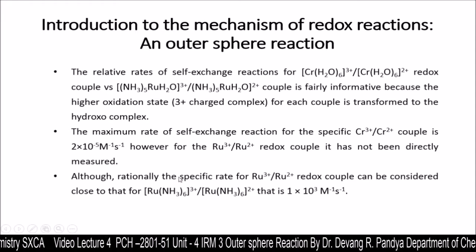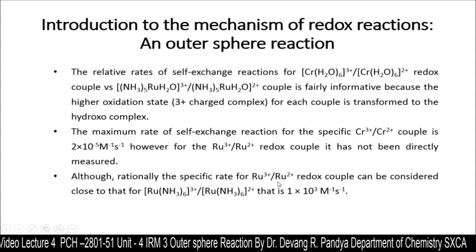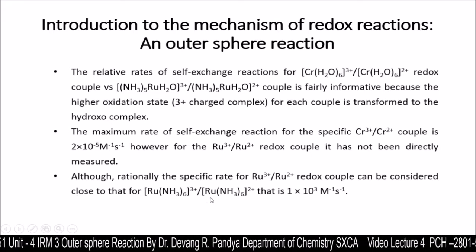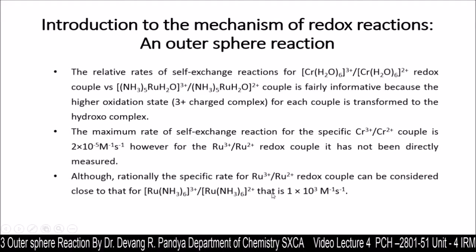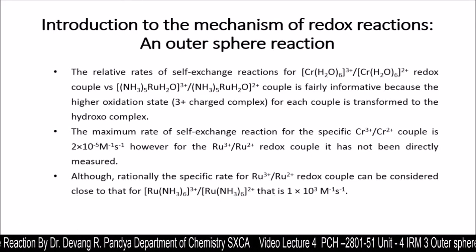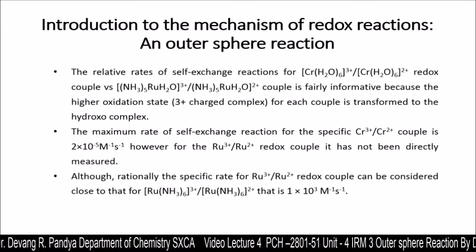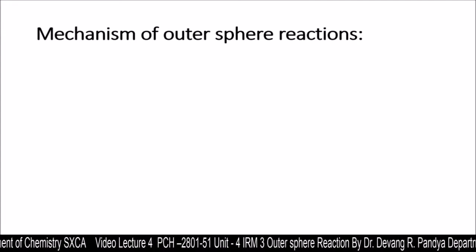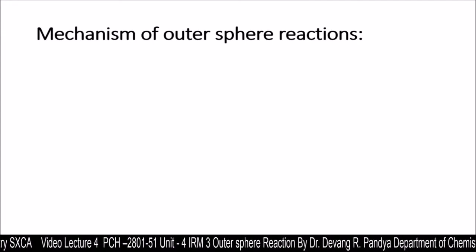Although rationally the specific rate for this redox couple can be considered close to that of this, and that is 1 × 10^3 M⁻¹ s⁻¹. Now, the mechanism of outer sphere reaction.